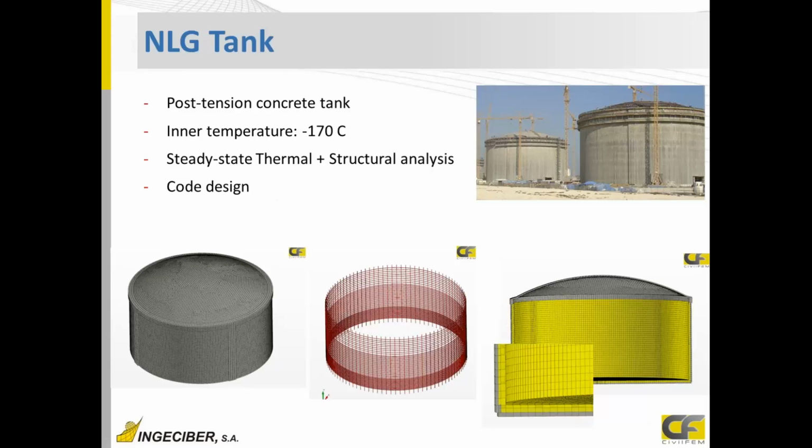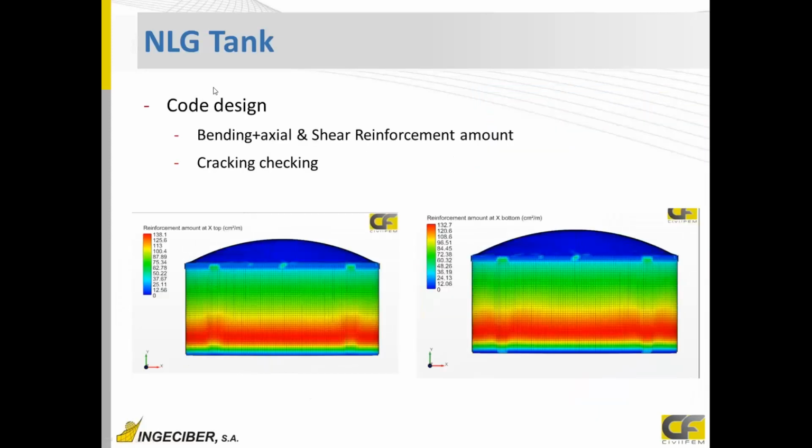We can see it in detail in future webinars, but after solving, as we have seen in previous models, we solve the thermal part, the structural part, the combining effects, and the stresses and forces and moments on the shell elements of the concrete tank. And after that, we can perform code checking, bending plus axial or shear reinforcement amount calculation. Here are some results: reinforcement amount in X top direction in square centimeters per meter. Here we need a higher amount, and also we can perform cracking checking.